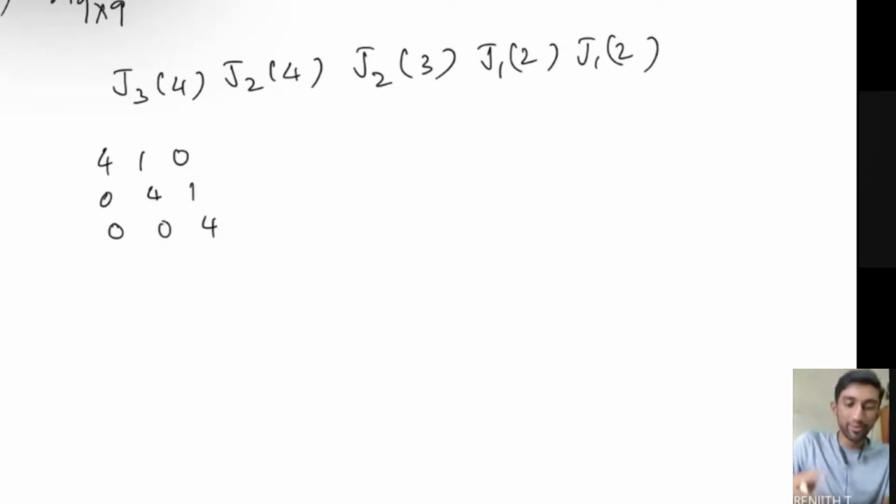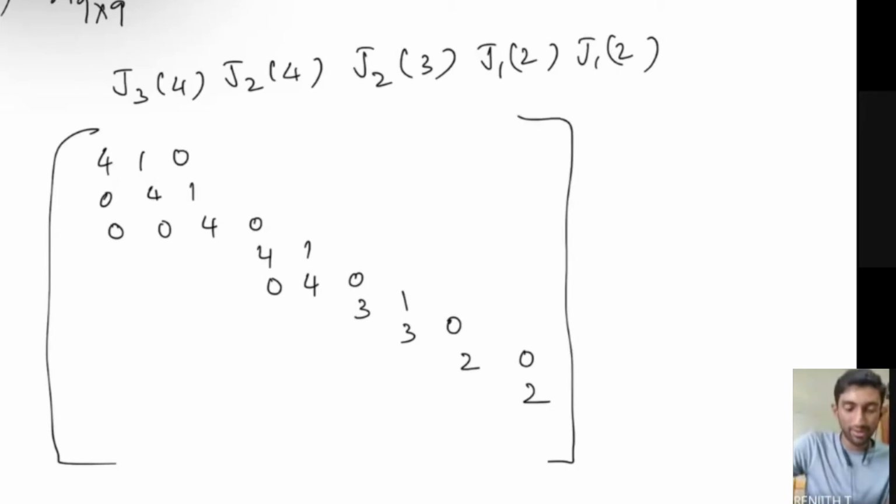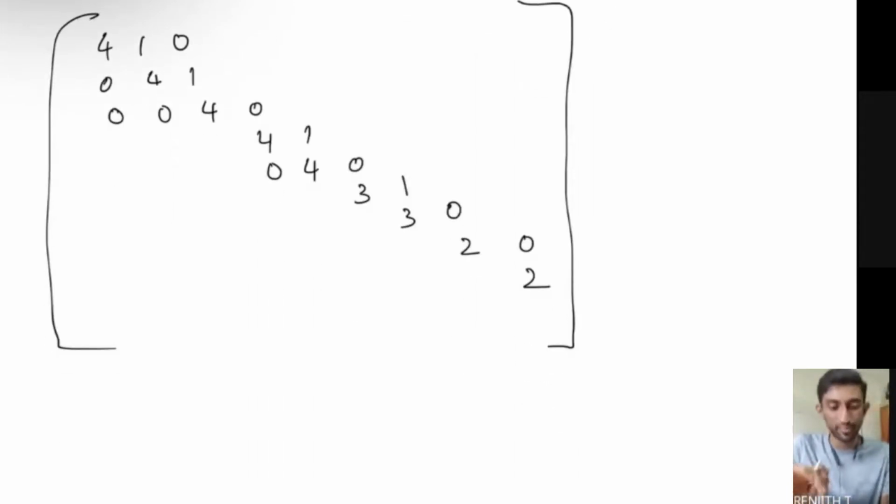Now a 2 by 2 block with eigenvalue 4. So again 4, 1, 0, 4, and the rest of the things are 0. Now a 2 by 2 block of eigenvalue 3, so it will be 3, 1, 3. Then a 1 by 1 block of eigenvalue 2 means 2, and the rest of the matrix, everything is 0. So now my question is, what are the things you can say from here?